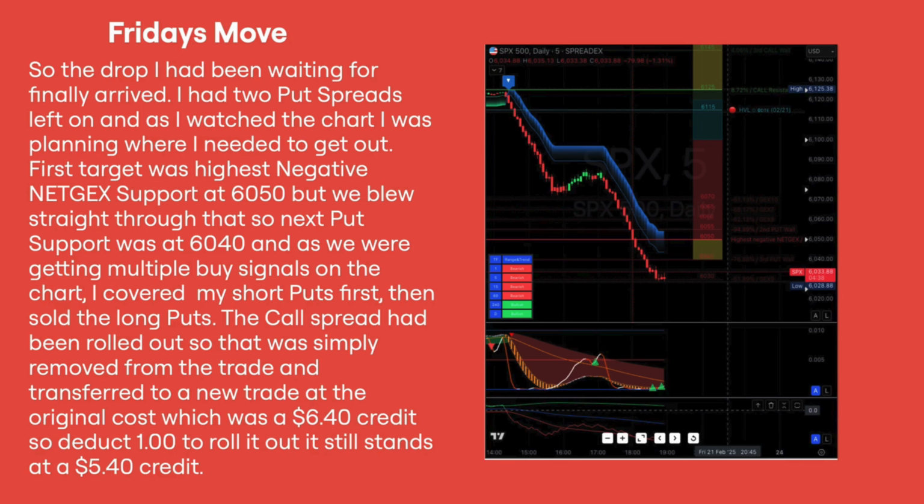The call spread had been rolled out, so that was simply removed from the trade and transferred to a new trade at the original cost, which was a 6.40 credit. So deduct $1 to roll it out, it still stands at a 5.40 credit.